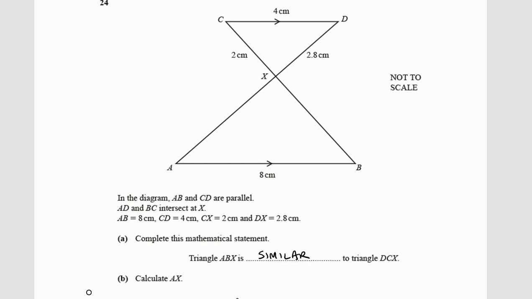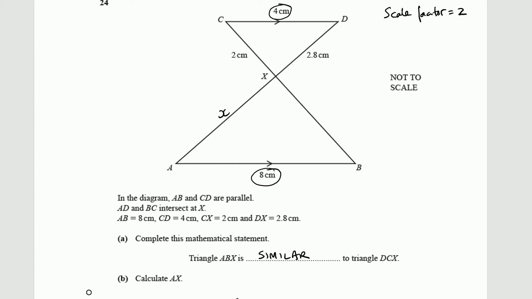So that's our first mark for completing that statement. We're then asked to calculate AX. Now in similar triangles, we can work out a scale factor between corresponding sides. Here on the smaller triangle we've got a side of 4, which clearly corresponds to the side of 8 on the larger triangle. And it's pretty straightforward to see that the scale factor must be 2. That means multiplying lengths on the smaller triangle by 2 will give me lengths on the larger triangle.